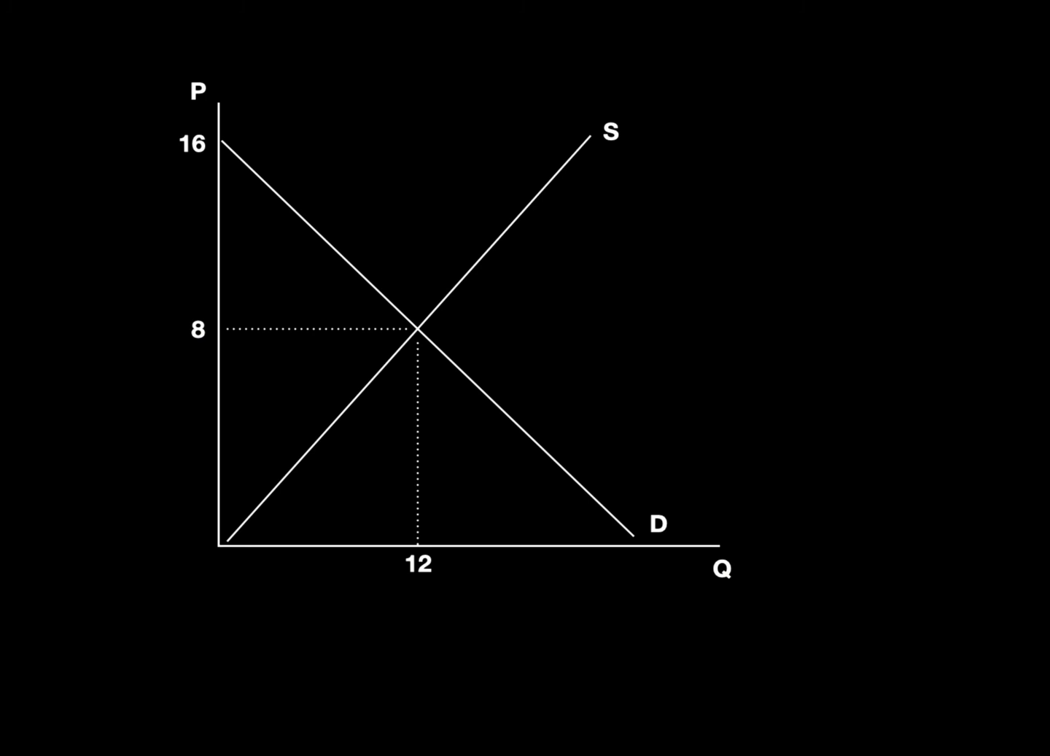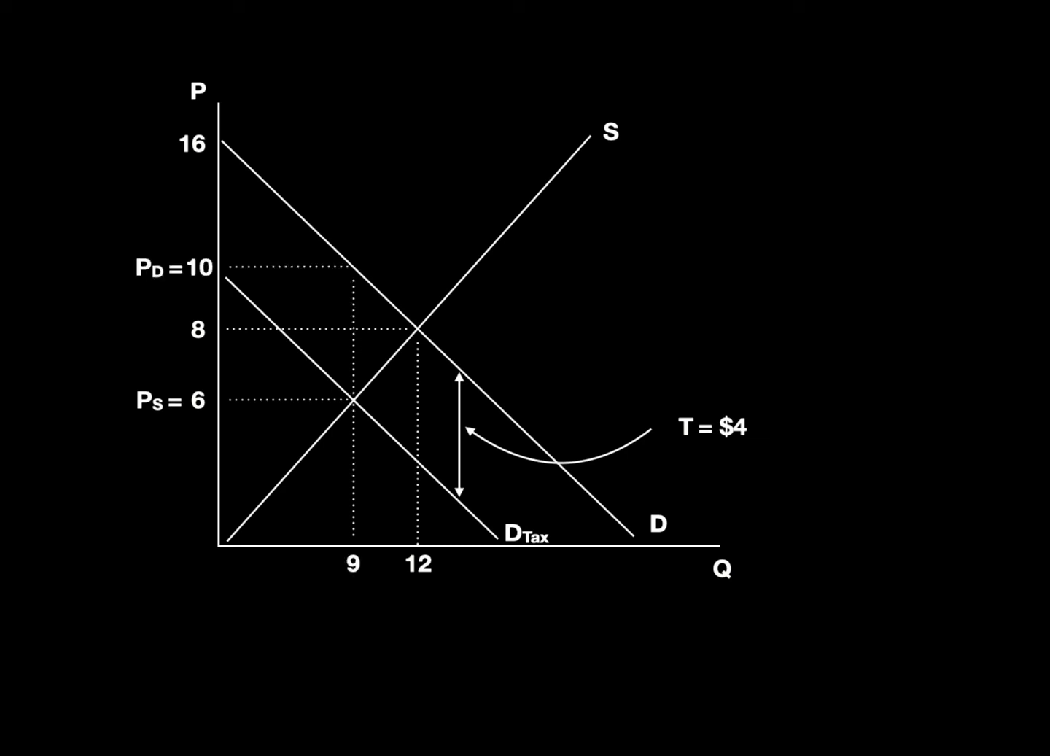Let's look at the effect of a tax on consumers graphically. If the government imposes a tax on consumers, demand will decrease. This is shown by a leftward shift in the demand curve. A $4 per unit tax on consumers will shift the demand curve down by $4 so that the vertical distance between the new demand curve and the old demand curve will be $4. The new equilibrium price, which is the price that producers receive, is $6. After tax, consumers are paying $10.